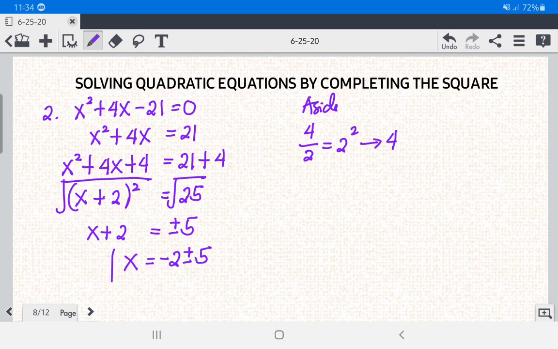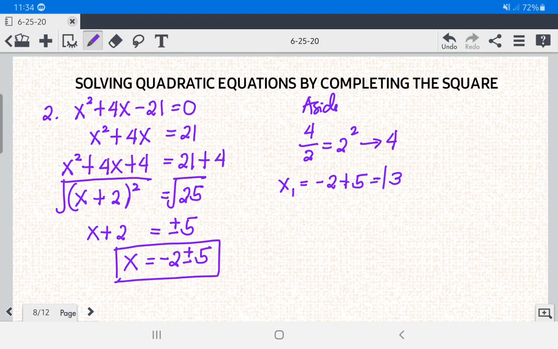Then let us solve the value of, or the solutions. Let us solve for the solutions. For x1, we have negative 2 plus 5. So we have positive 3. For x2, we have negative 2 minus 5. So we have negative 7.